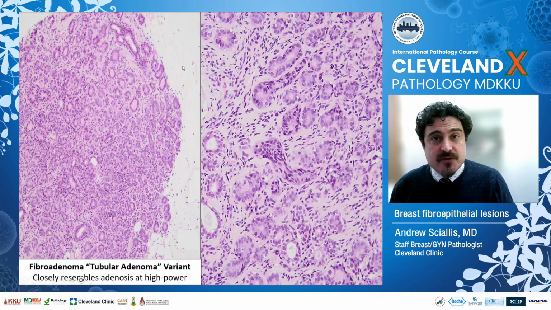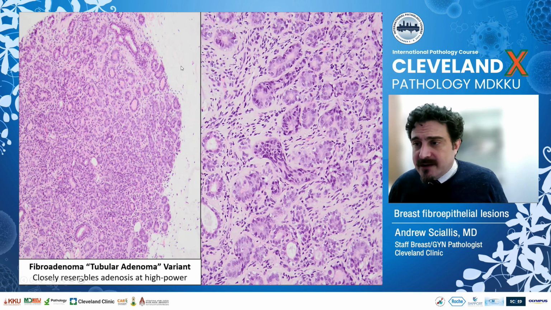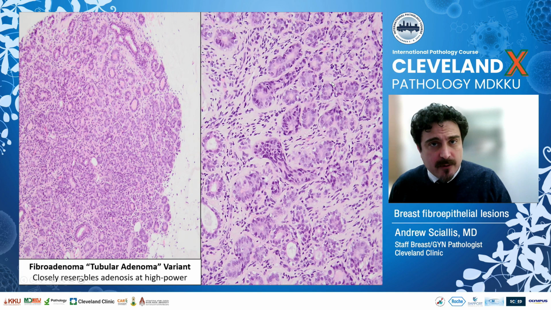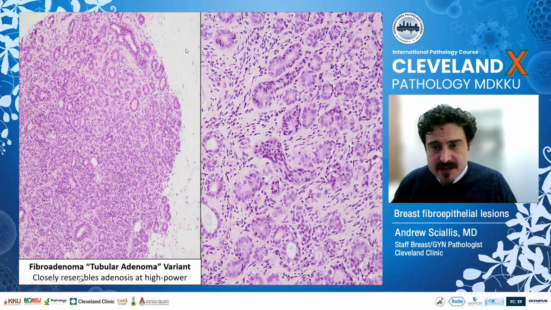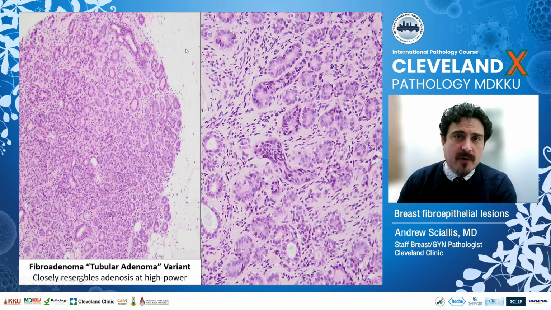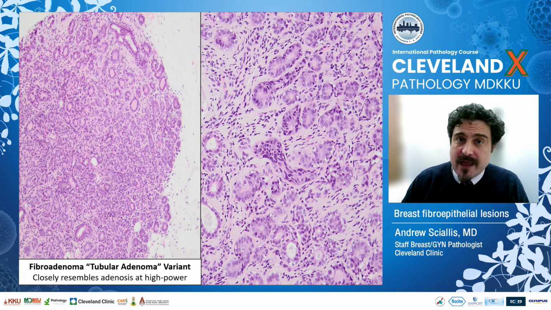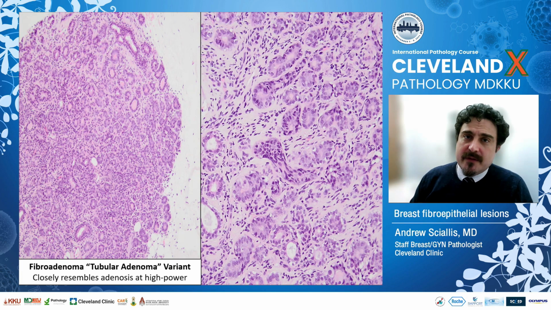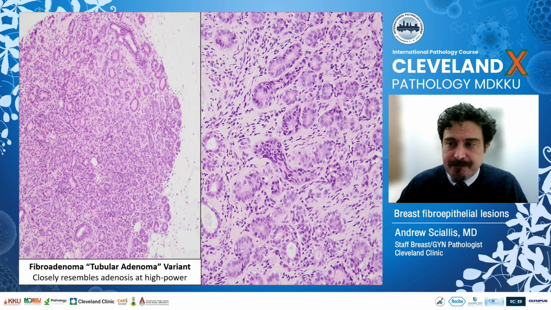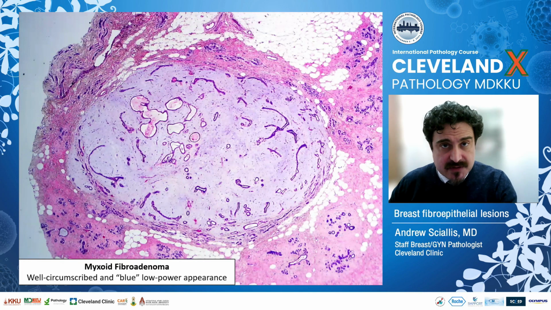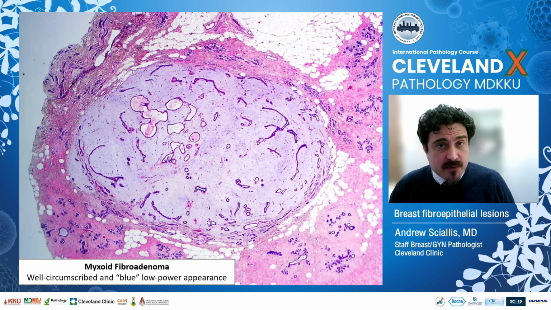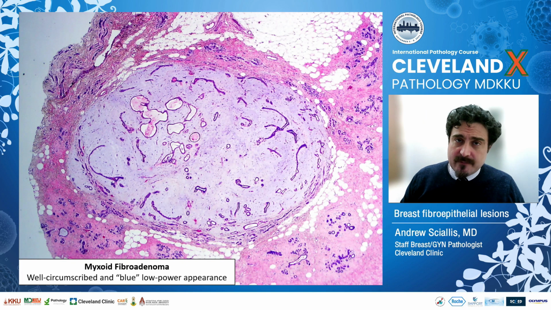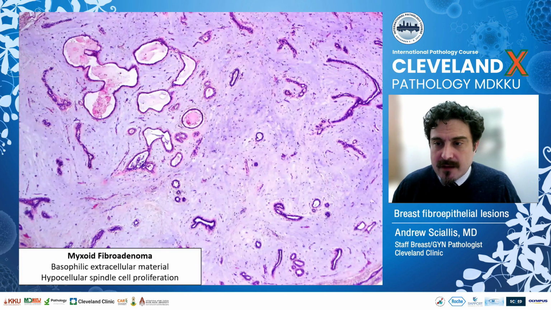So we can see that in these tubular adenomas, they closely resemble adenosis at high power. However, these areas are going to all have their myoepithelial markers. And in this case, it would be very, very strange for a phyllodes tumor to have this dense of an epithelial or glandular component. In some cases, fibroadenomas might have a more myxoid stroma. This doesn't have any clinical significance, and it's very, very rare for them to be associated with something like Carney syndrome. But it's the same thing.